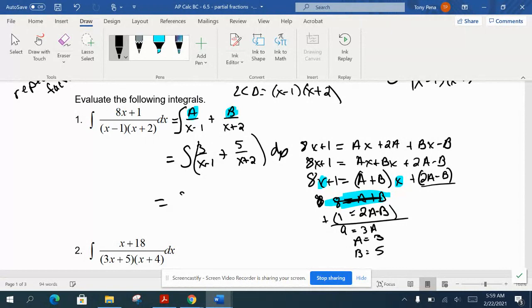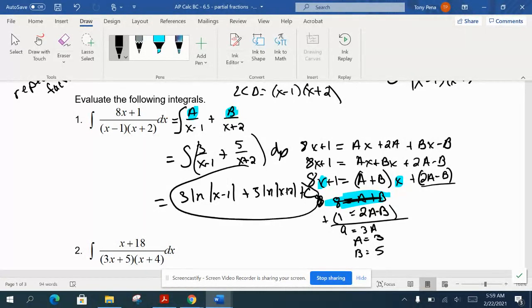Now we finally do a little calculus. 3 natural log of x minus 1 plus 5 natural log of x plus 2 plus your constant. That's our antiderivative. Okay. I'm going to do one more before I do number 2.